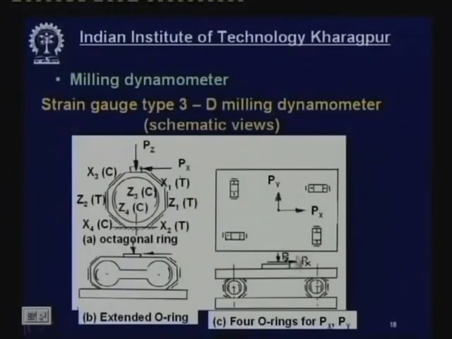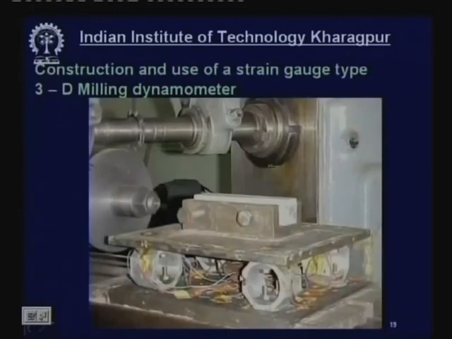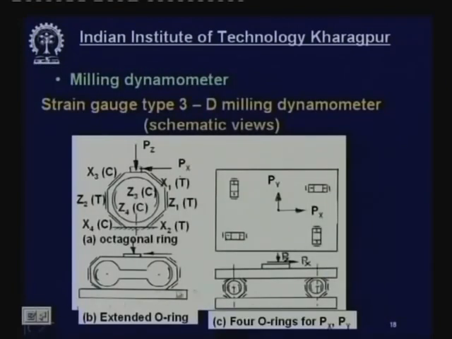Now this is the milling dynamometer. In the milling dynamometer, the workpiece is mounted on a plate. The plate is resting on 4 supports. They are called octagonal rings, and they are fixed on the base plate.